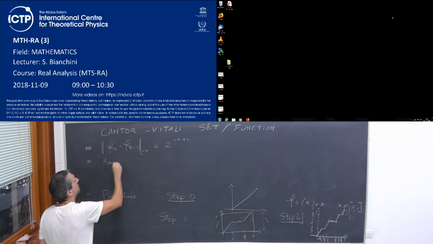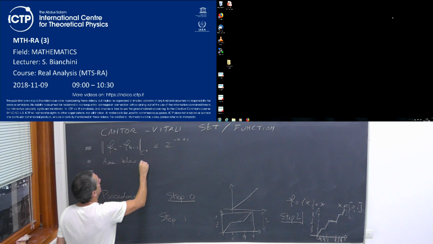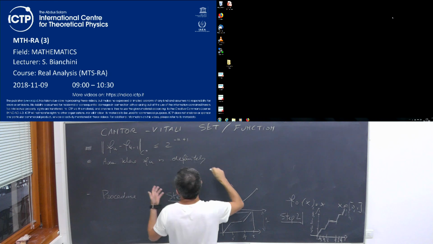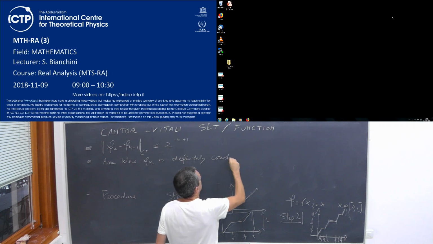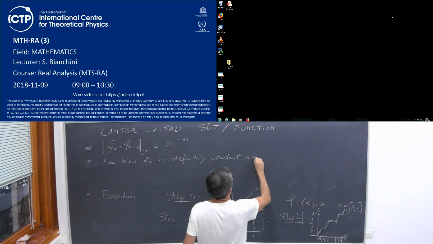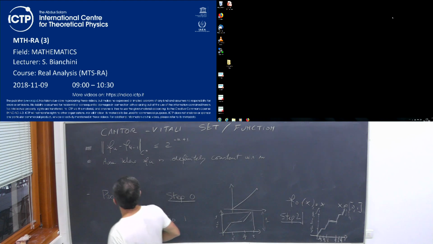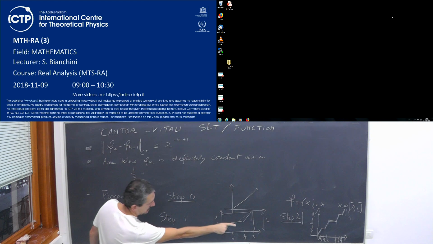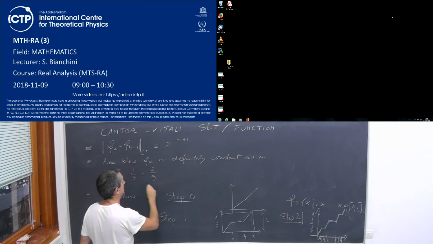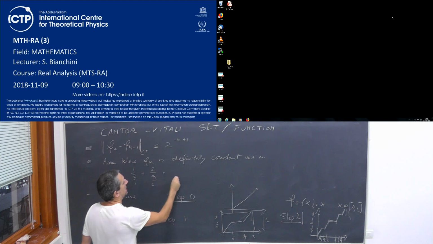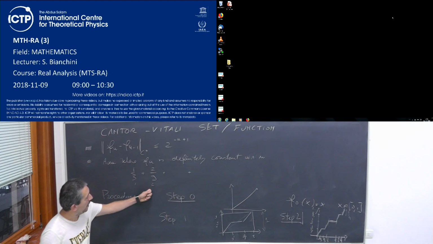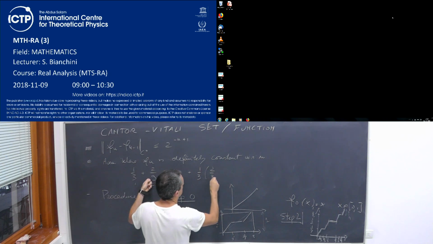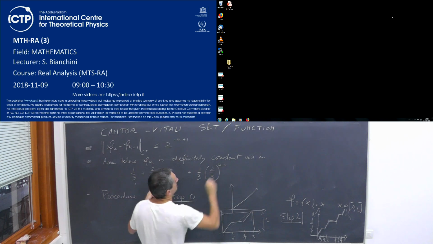So the area where Fn is definitely constant, it's not constant with respect to n. So it's 1/3 at step 1. Then I have 2/9 at step 2. And then the last one will be 1/3 times 2/3 to the power n minus 1.